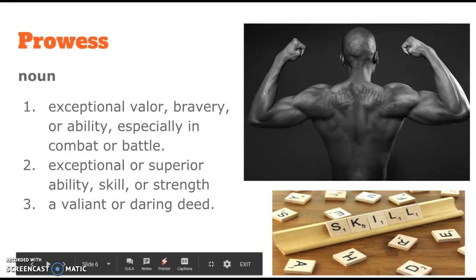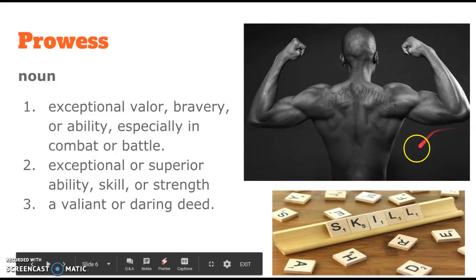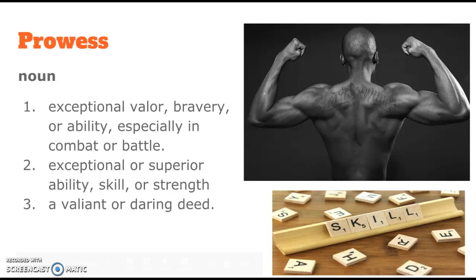The next word is prowess. Now this is a noun, it's a thing, and it means you have skill at something. I have prowess. Exceptional valor, bravery, or ability, especially in combat or in battle. Exceptional or superior ability, skill, or strength. Of a valiant or daring deed. So you can see here in this top image, this person is very strong. He has a lot of muscles, and you can tell he is very, very brave and strong.